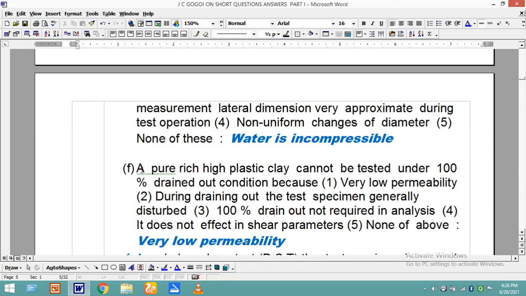A pure rich plastic clay cannot be tested under 100% drained out condition because of very low permeability. During draining out, the test specimen is generally disturbed. 100% drainage not required in analysis. It does not affect shear strength. None of this. The answer is very low permeability. We cannot drain out 100% because of very low permeability.